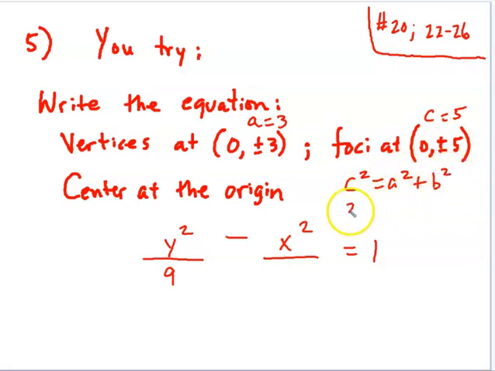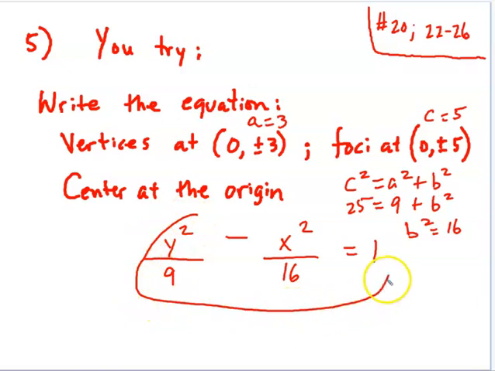Pythagorean theorem: 25 is equal to 9 plus b squared. Subtract 9 from both sides. b squared is 16. And there's your equation.